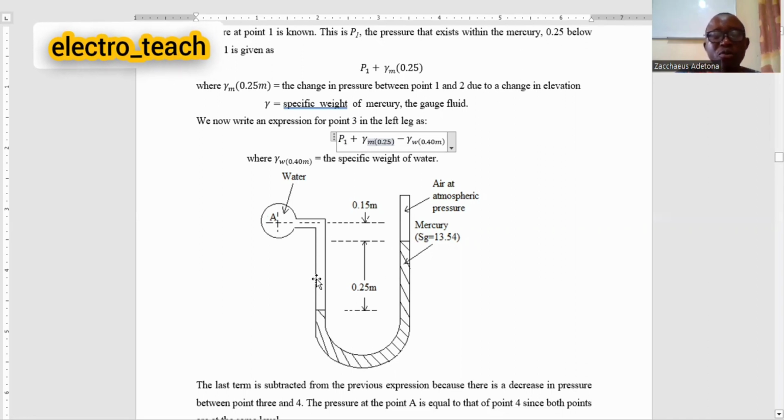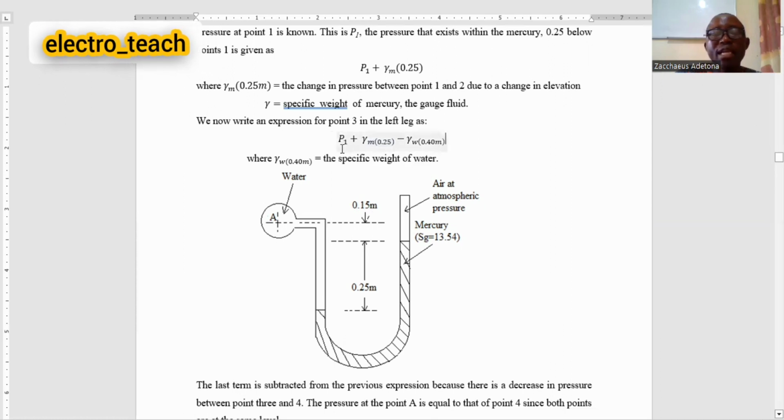The distance from point 3 to point 4 is 0.25 plus 0.15. That is the total distance. So that is the height that we are taking into consideration while the fluid is water. So 0.4 multiplied by gamma of water is another pressure that we are getting from point 3 to point 4. That pressure is going to be subtracted from what we have obtained from point 1 to point 2. And that's what we have here.